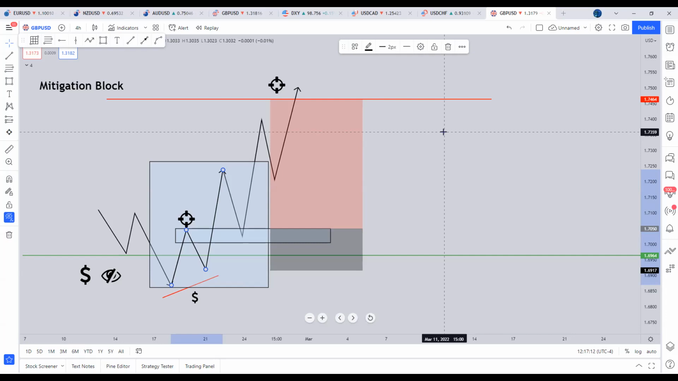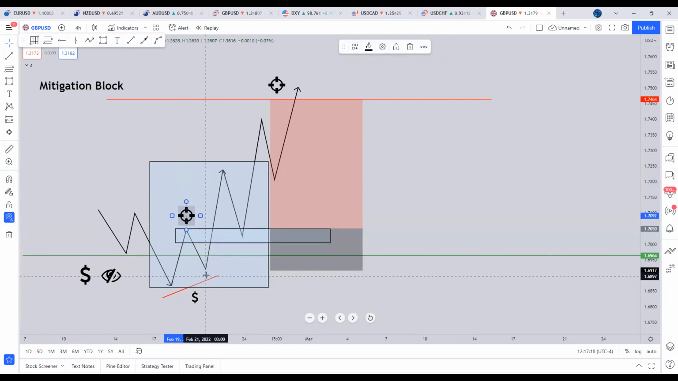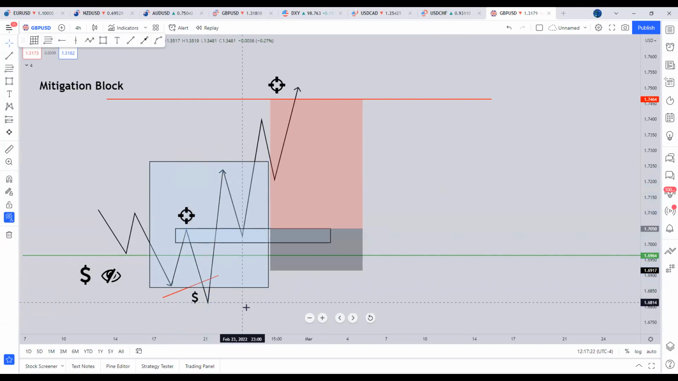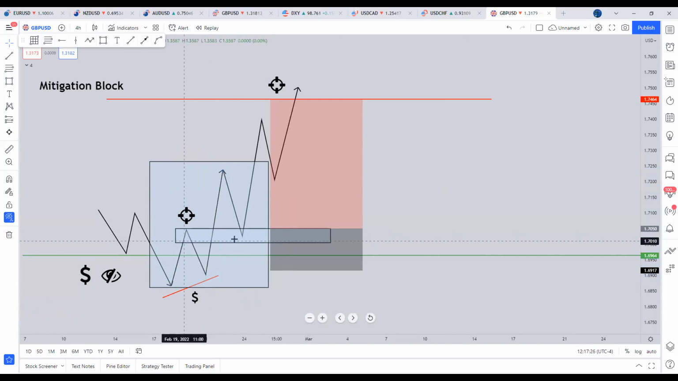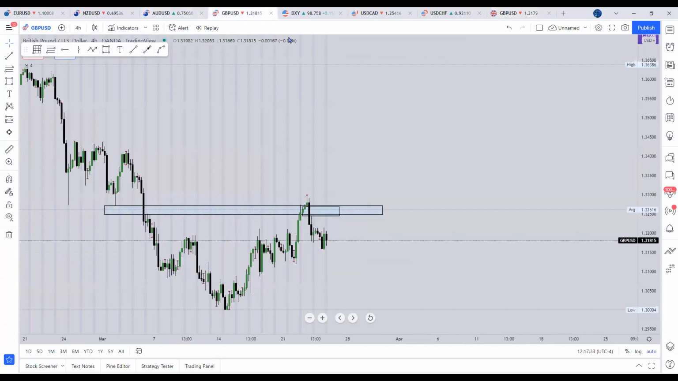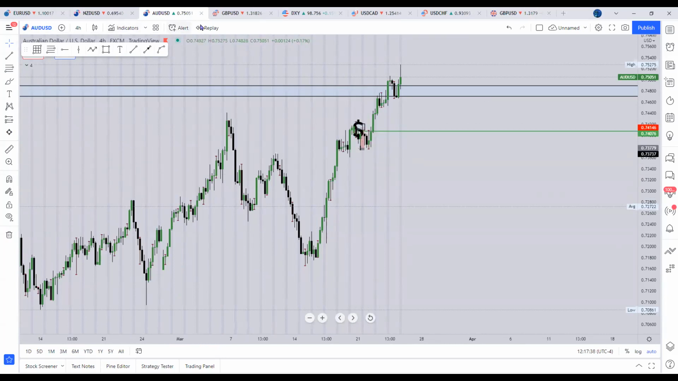Okay, so this is a slight variation of the breaker block. The only difference between a mitigation block and a breaker block is the fact that price only takes this point, like this. So, the one that I'm going to show for the breaker block is going to be slightly different, but the entry that you'll see is going to be pretty easy for you to pick up on. I also believe there was an entry on it for AUD USD. Yeah, so it's over here.